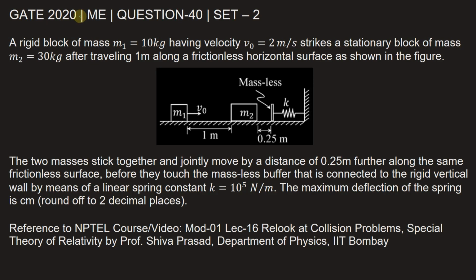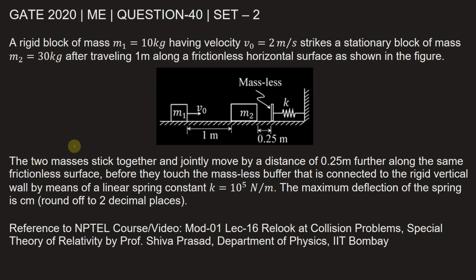This question is from GATE 2020, Mechanical Engineering Paper Set 2, question number 40. A rigid block of mass M1, which is 10 kg, having velocity V0 as 2 meter per second, strikes a stationary block of mass M2 of 30 kg after traveling 1 meter along a frictionless horizontal surface as shown in the figure.